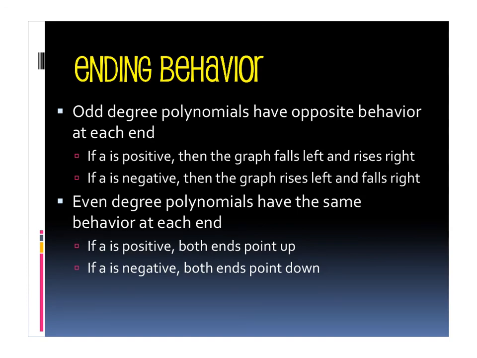An odd degree polynomial, so degree is the highest exponent, has opposite behavior at each end. If the a is positive, the graph falls left and rises right. If the a is negative, then the graph rises left and falls right. An even degree polynomial has the same behavior at each end. If a is positive, then both ends point up. And if a is negative, both ends point down.